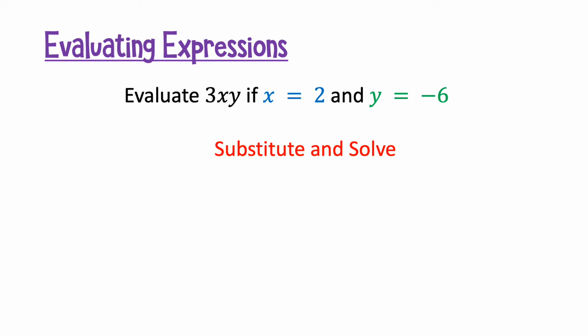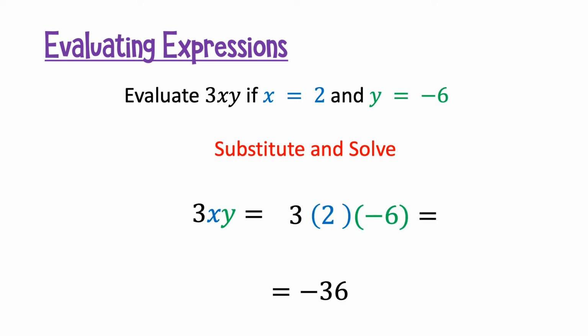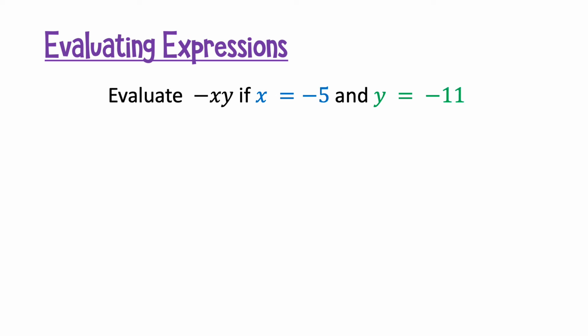So we're going to substitute and solve. 3xy equals 3 times 2 times negative 6. 3 times 2 is 6, and 6 times negative 6 is negative 36. Evaluate negative xy. In this case, it's like saying a negative times x times y.